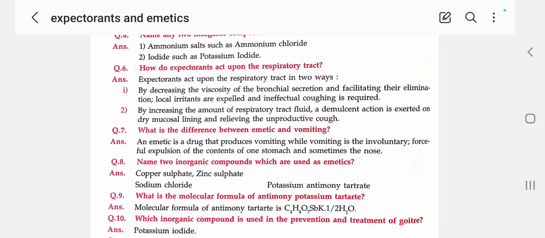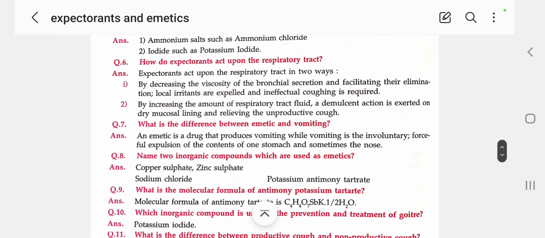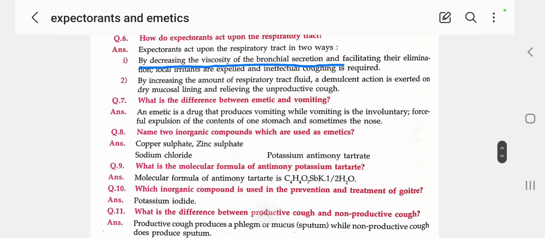Next, how do expectorants act upon the respiratory tract? They act in two ways: by decreasing the viscosity of the bronchial secretion, so that the person can easily eliminate the local irritant, and by increasing the amount of respiratory tract fluid, so that a demulcent action is exerted on the dry mucosal lining, relieving the unproductive cough.